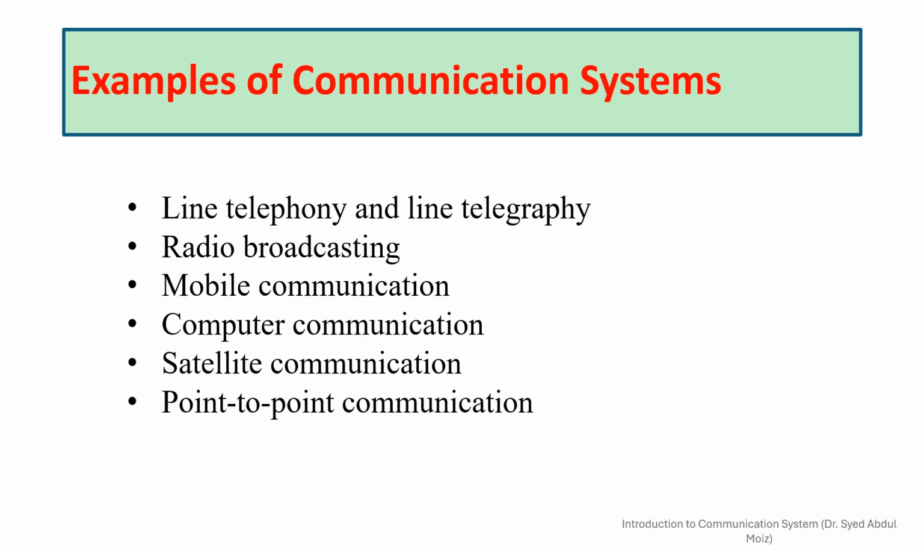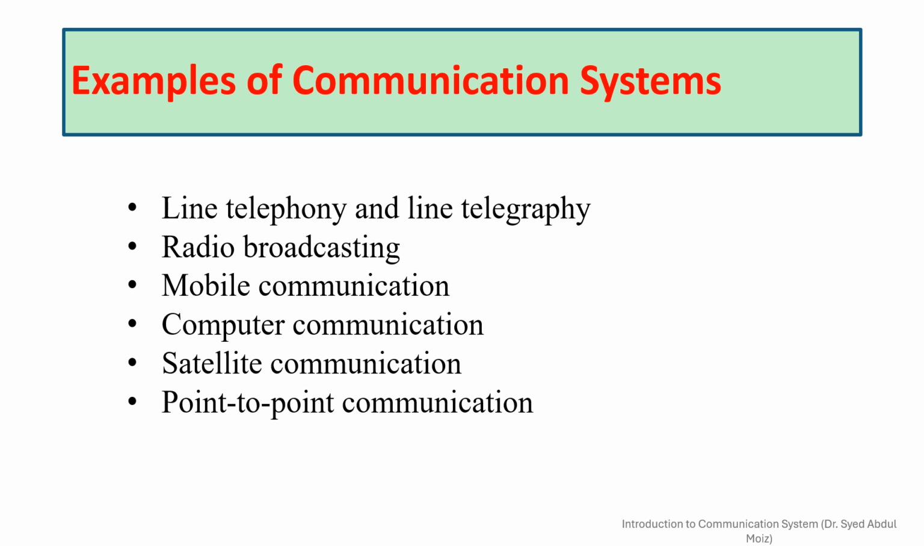I would like to explain these essential components of communication system, such as source, transmitter, channel, receiver, and destination, and explore how they operate in different types of communication technologies, such as line telephony and telegraphy, radio broadcasting, mobile communication, computer communication systems, satellite communication, and point-to-point communication. Let's start with line telephony and telegraphy.